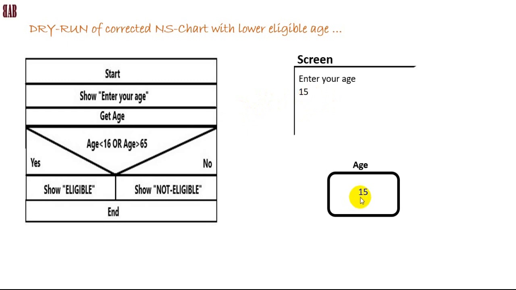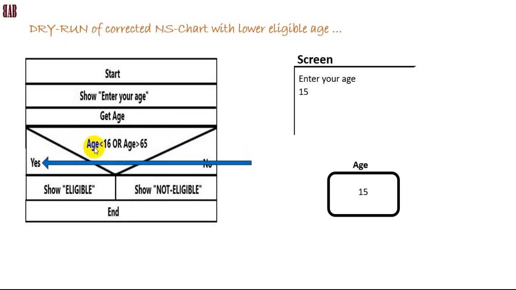So we take that age into the age variable from here. Now we go to the next line, which is the condition. The condition is going to check age less than 16. Age is 15, so 15 is less than 16, true. Age greater than 65? Age is 15, not greater. So this is false, but this is true. Since I have used OR, if one is true, the entire thing is considered true. That's what I was trying to tell you. Because the entire thing evaluates to true, it will go through the yes side.